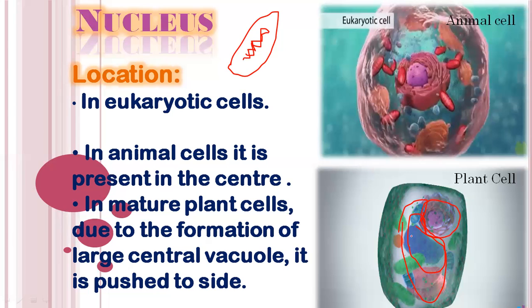In younger plants, not one vacuole is present, but there are lots of small vacuoles in the cytoplasm. That's why the nucleus is in the center of a younger plant's cell. But when the plants get mature day by day, all those vacuoles get together and form a larger vacuole. It pushes the nucleus to a side.